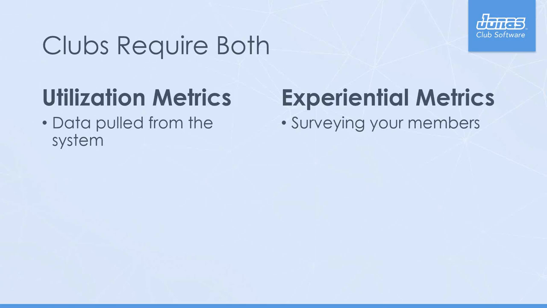Utilization metrics could be something like how often they're coming to the club, what facilities they're using, maybe how much they're spending when they come, are they doing any discretionary spending? Now, experiential metrics, that's actually trying to get an idea of how your member feels about the times they've spent at the club. And the only really way to do that is to probably survey them, ask them proactively how their experience is going and get some feedback from them.